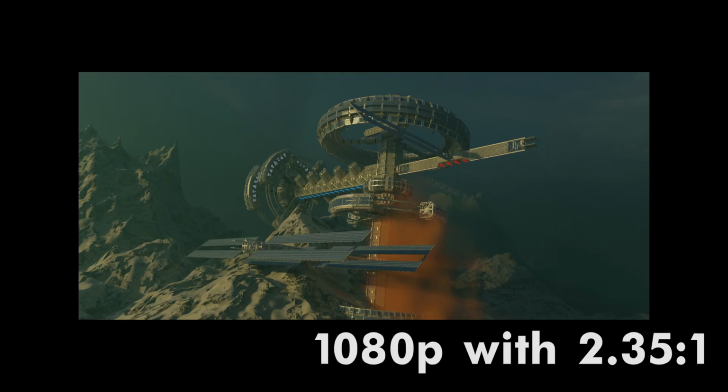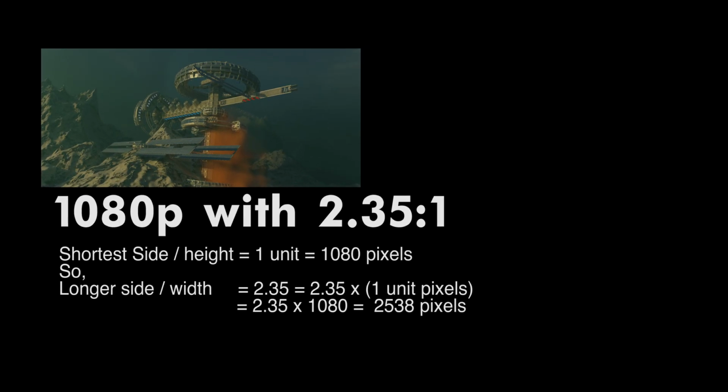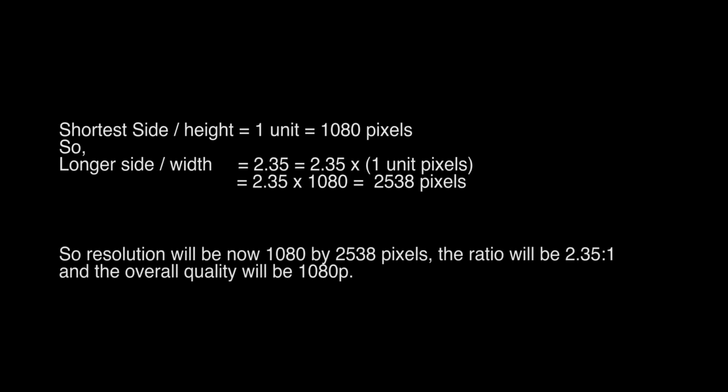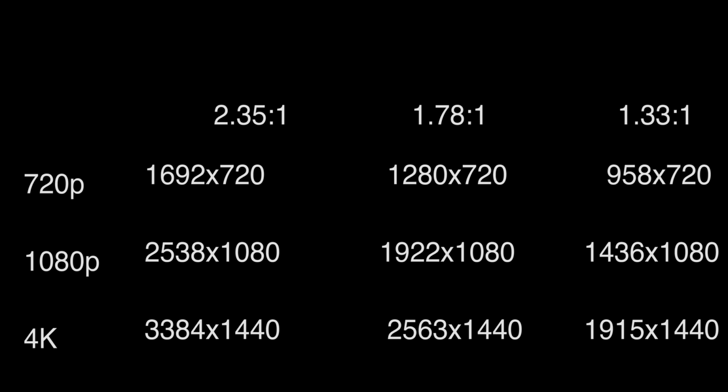So now even if you're not strong at maths, you can do this. Let's say we need a 1080p video with a 2.35 to 1 aspect ratio. It's simple. The shorter side is equal to 1080. And now the longer side, or the width, will be 2.35 times 1080. That is 2538. So now in the resolution section, you can put this value and you'll get a widescreen cinematic size. That is 1080p. Here's a table for other aspect ratios with the image resolutions.